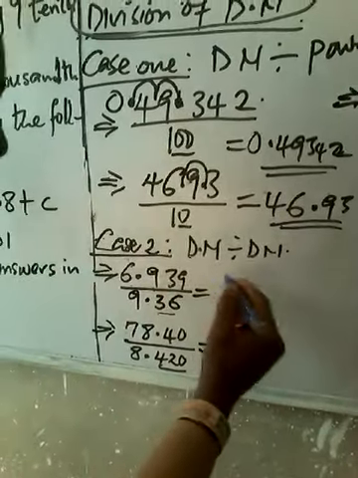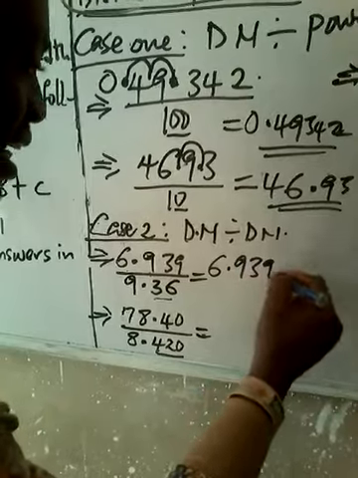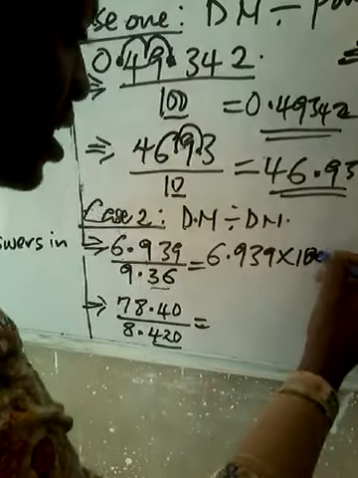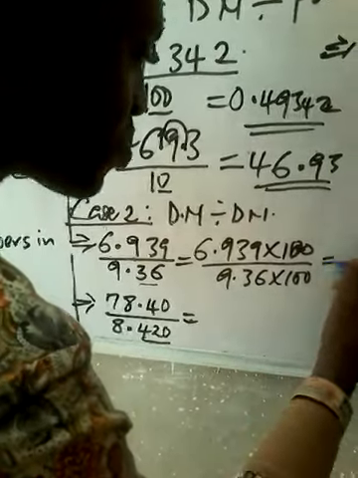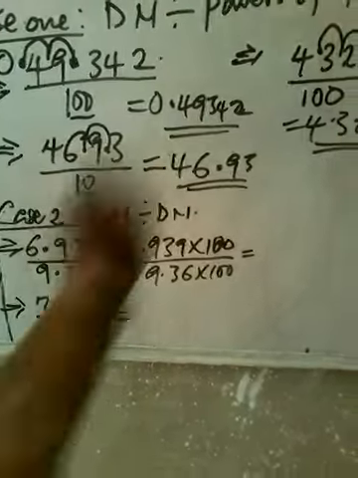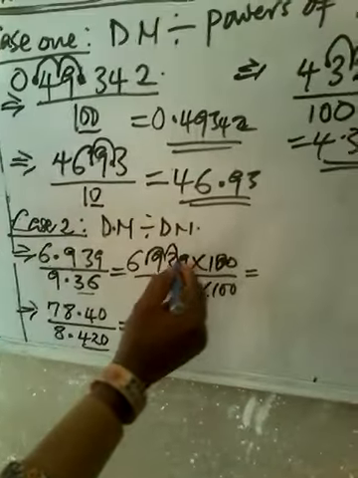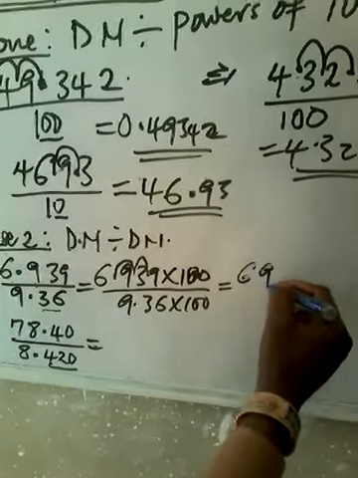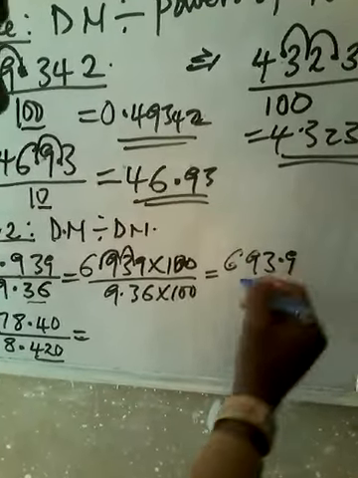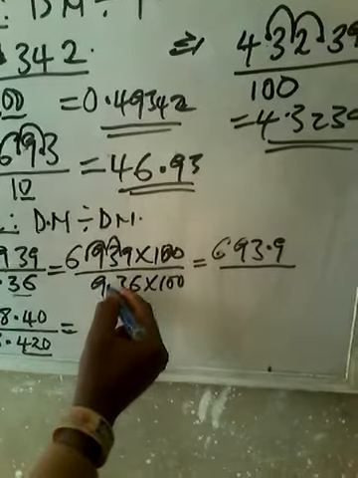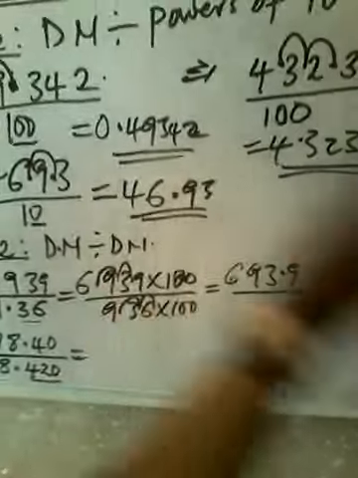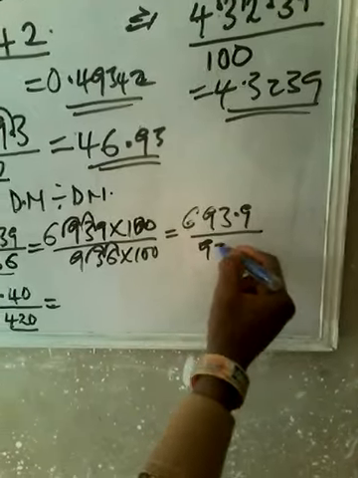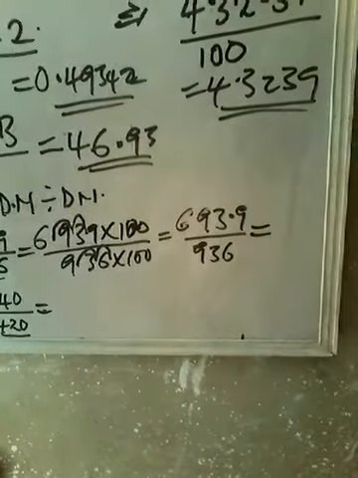So what you have there is 6.3939 multiplied by 100 all over 9.36 multiplied by 100. What do you do? You move the point, don't forget, to the right hand side. 1, 2, because you are multiplying. So you have 693.9 divided by, you move this point as well to the right hand side. 1, 2. So the point has eluded all the numbers. It's now at the back of it. It becomes an invisible point. So you have all over 936. Then to divide is now very easy for you.